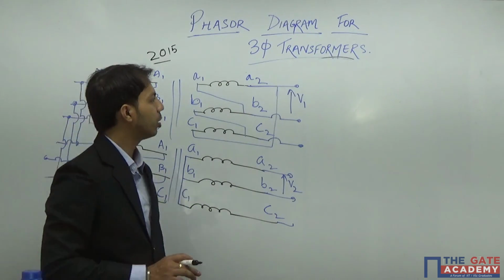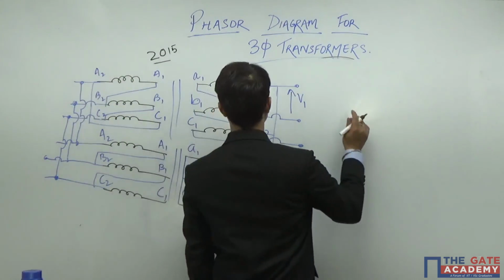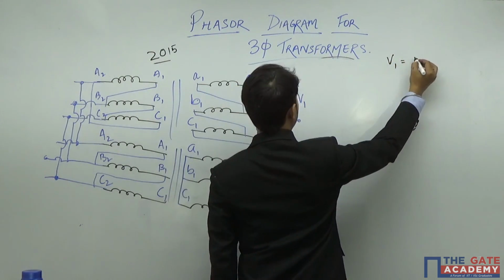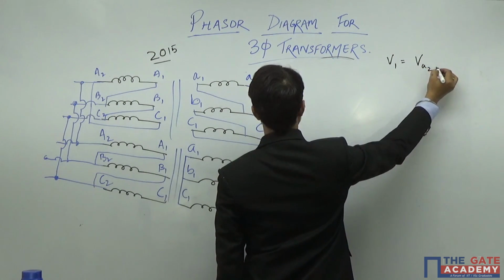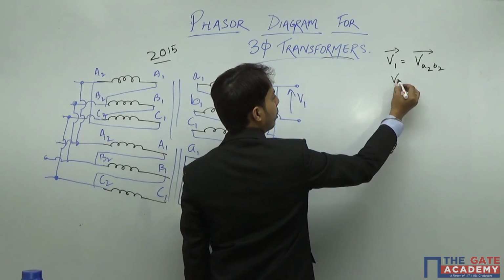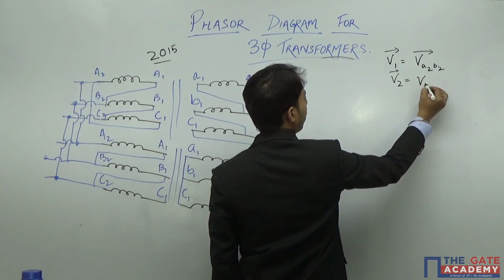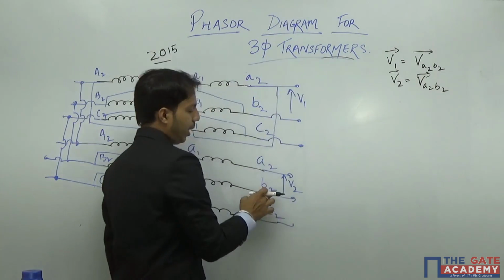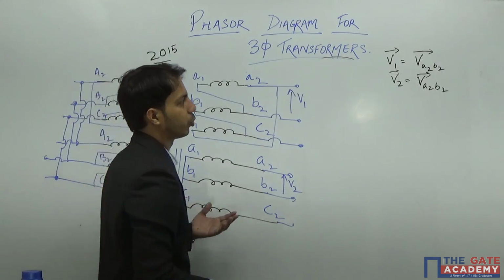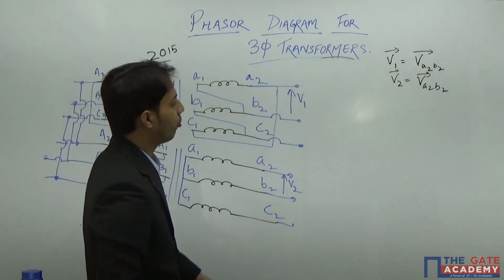That means let us draw the phasor of the primary. What is V1? You see, V1 is nothing but VA2B2 of the first transformer. And V2 is nothing but the line voltage VA2B2 of the second transformer. So we need to find out the line voltage.